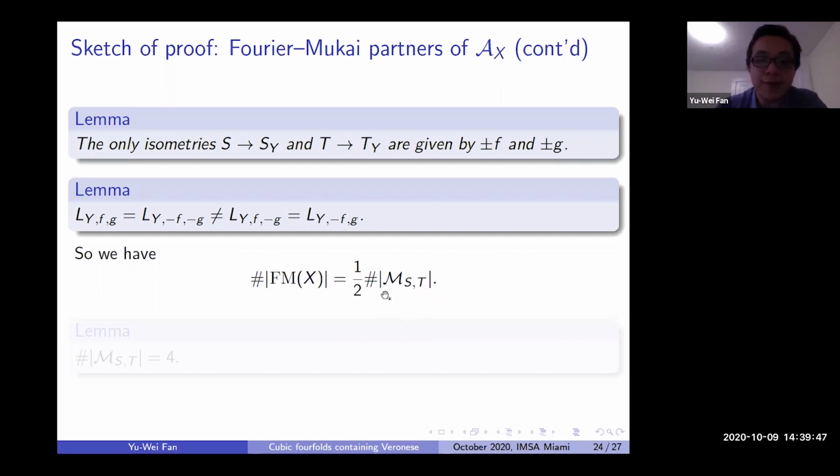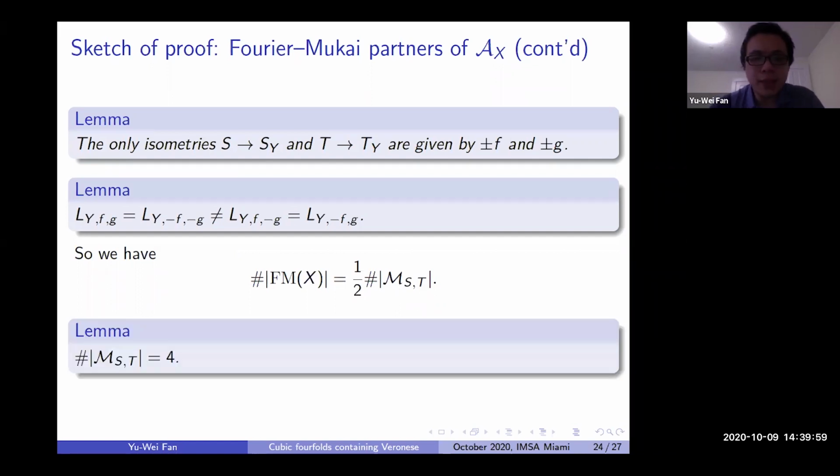So in other words, the number of Fourier-Mukai partners is equal to 1/2 of the number of such lattices in this set MST. And then it's a fairly easy calculation to compute the number of such lattices, and it's 4. So this shows that the number of Fourier-Mukai partners of a general element in C20 is equal to 2. So it's only X and X prime, where X prime is the image of the Cremona transformation. That's a sketch of the proof.